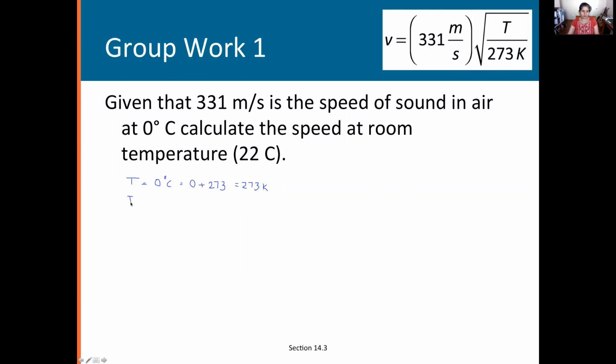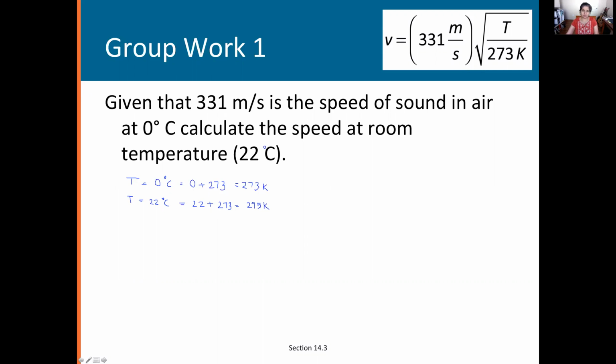And the temperature at which we want the speed is 22 degrees Celsius. Whenever we write Celsius, we're supposed to write degrees Celsius. So that's 22 plus 273. And since I mentioned that degree, when we write Kelvin, we don't write a degree. So it's just K, no degree before it. So this becomes 295 Kelvin.